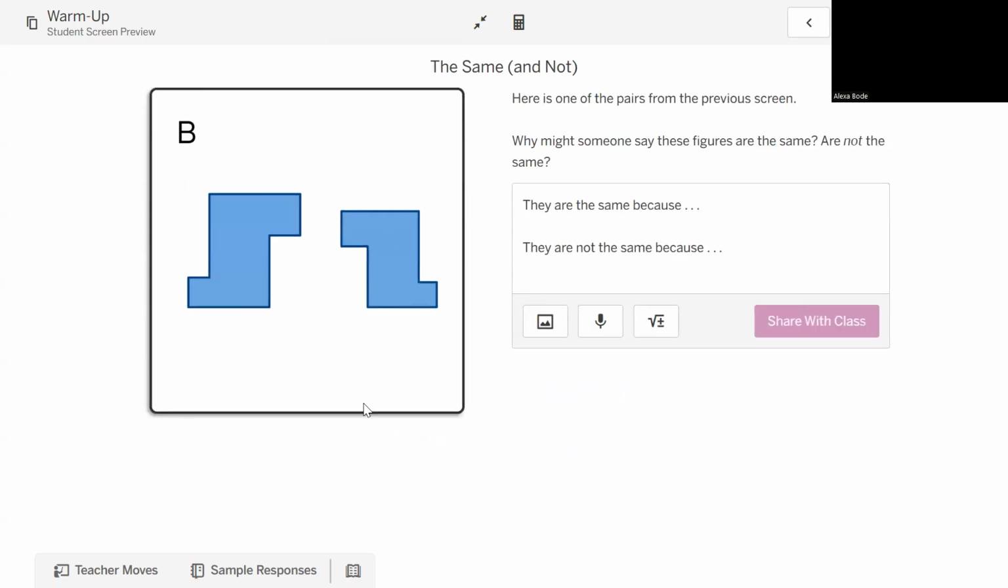So because I just went over all of that, I now want you to move on to slide 2 and continue explaining what we said. What are some reasons that these ones are the same and these ones are not the same?